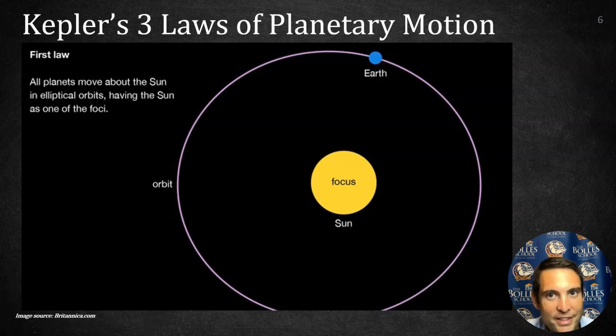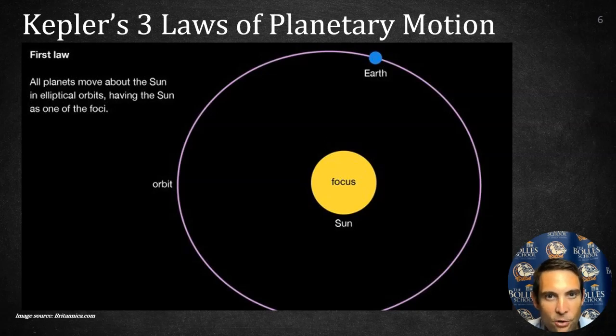Kepler's first law states that planets move in elliptical orbits with the sun at one of the foci, not in perfect circles as previously believed. You may recall that in order to make an ellipse, you have to have 2 foci. The other focus is a mathematical point with no object occupying that space.